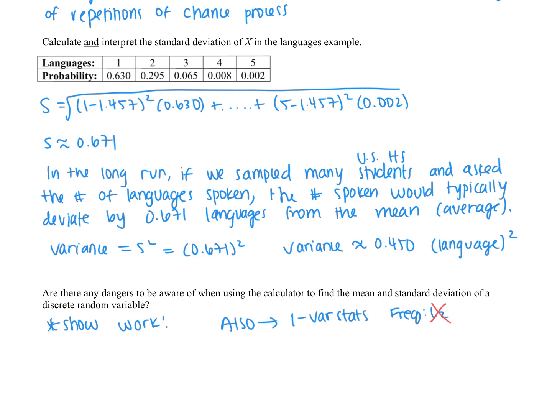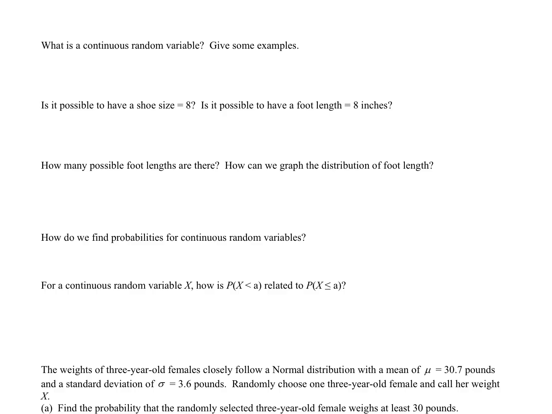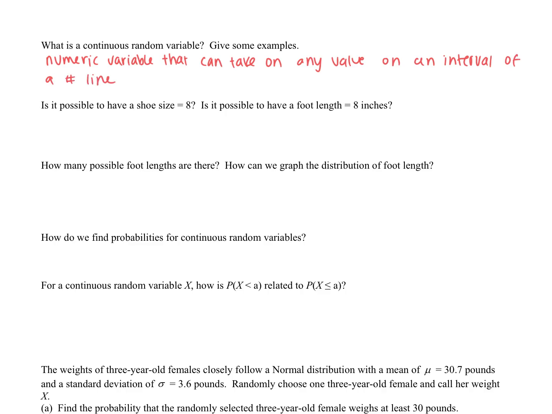Let's keep going. So if you could have your notes out and your calculator out still. I bet what you're thinking right now is, but what about continuous random variables? And I'm so happy to tell you that's what we're going to talk about next. Okay, a continuous random variable is a numeric variable that can take on any value on an interval of a number line. So there are no gaps between the values.